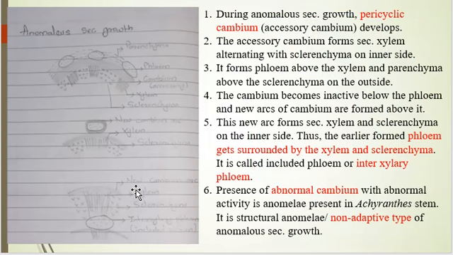In secondary growth, or in abnormal secondary growth, the pericyclic cambium is developed in this stem. The accessory cambium forms secondary xylem alternating with the sclerenchyma on the inner sides. Then it forms phloem above the xylem and parenchyma.